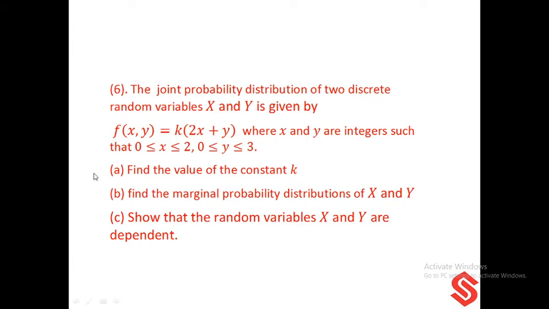Next, sixth problem. The joint probability distribution of two discrete random variables x and y is given by f of x comma y is equal to k into 2x plus y, where x and y are integers such that 0 less than equal to x less than equal to 2, comma 0 less than equal to y less than equal to 3. A. Find the value of the constant k. B. Find the marginal probability distributions of x and y. C. Show that the random variables x and y are dependent.